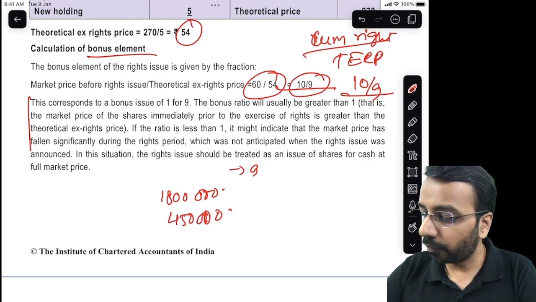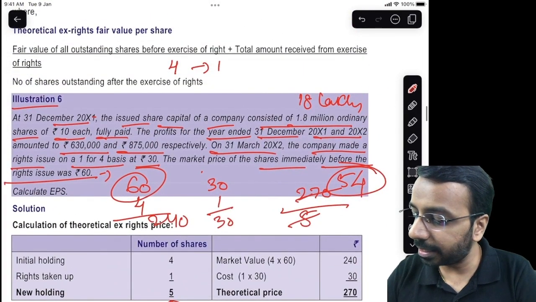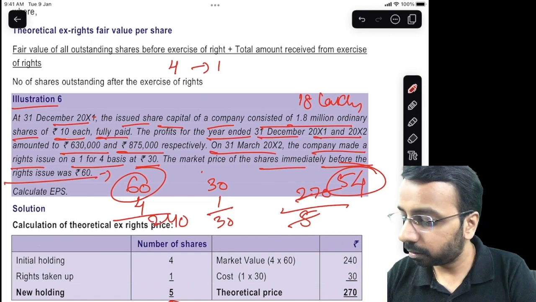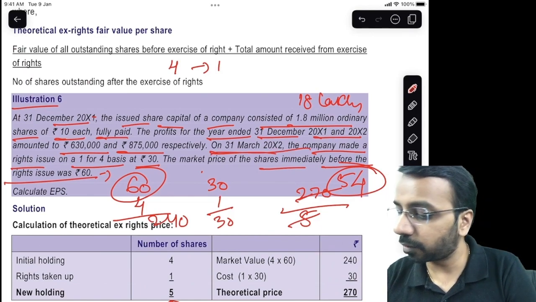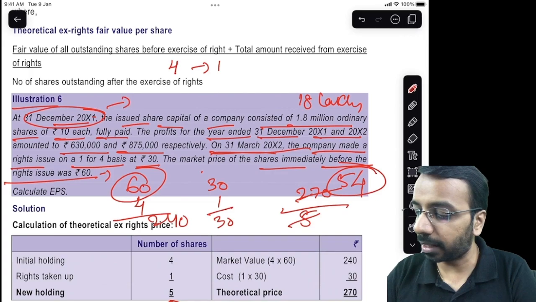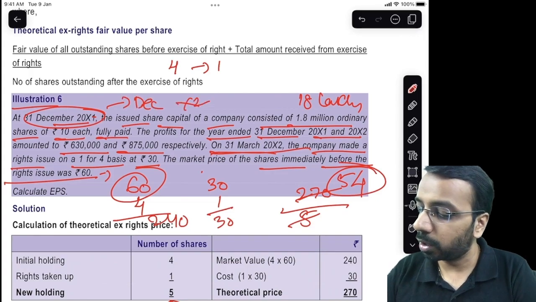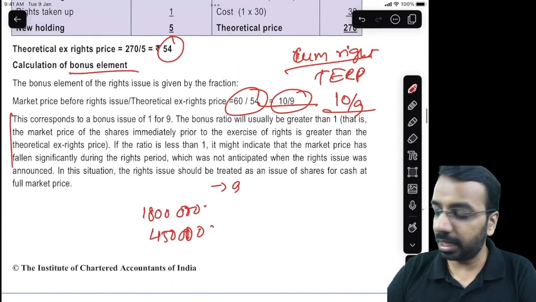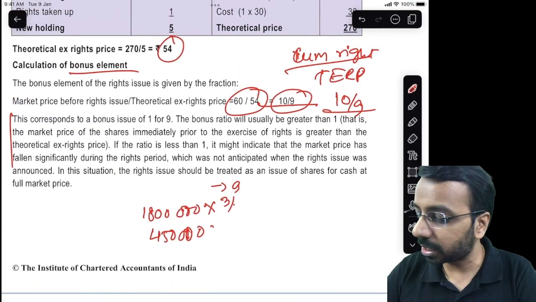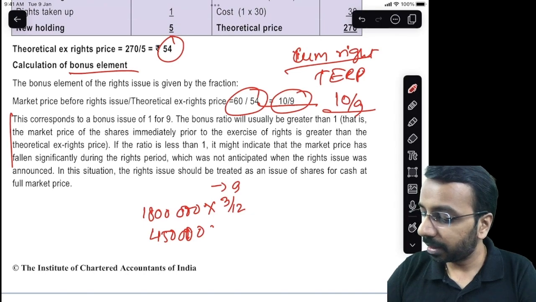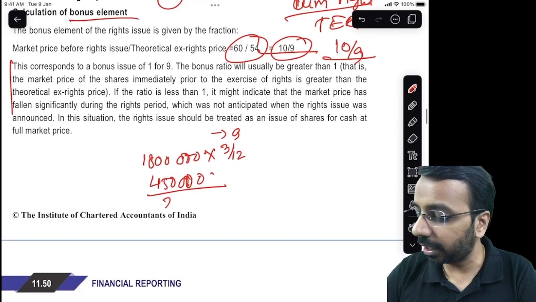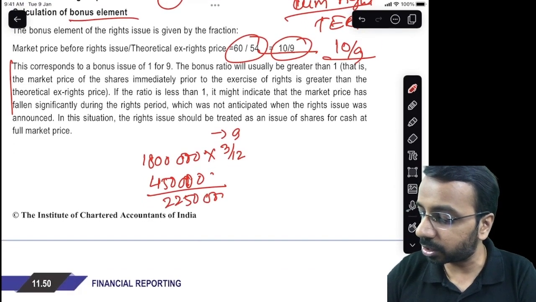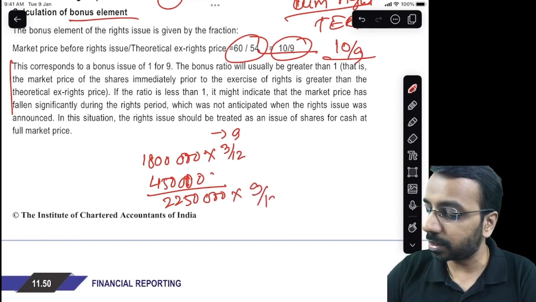Now, when did we make the rights issue? We made the rights issue on 31st of March. So we are taking December year 1, and calculating till December year 2. We did it on 31st of March, which means after 3 months. So 18,00,000 shares were outstanding for 3 months out of 12. And after this rights issue of 4,50,000, 22,50,000 shares were outstanding for 9 months out of 12.